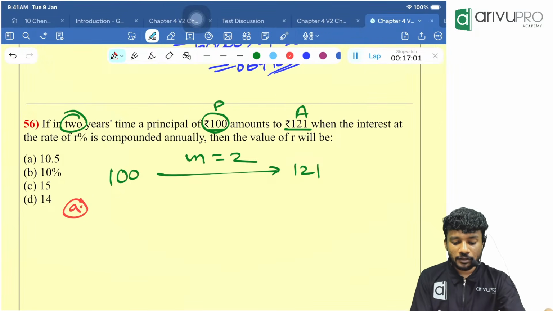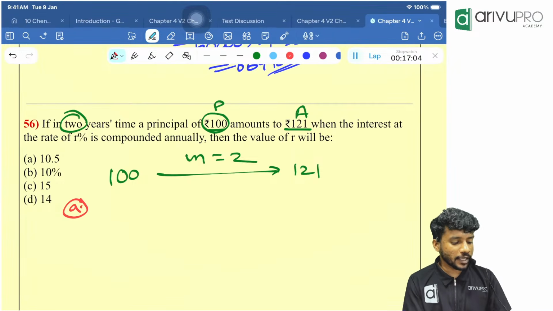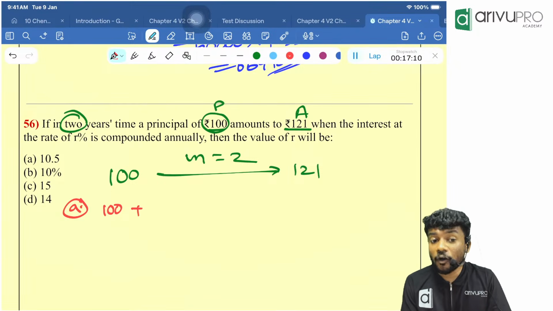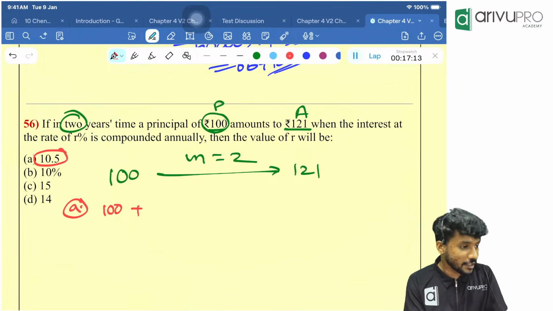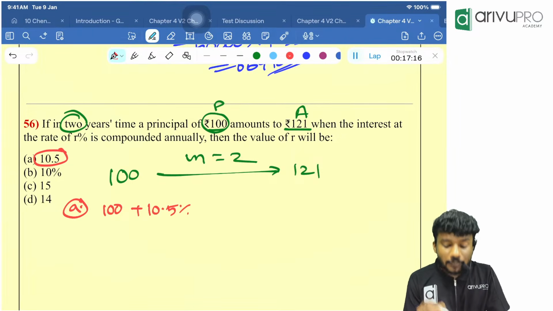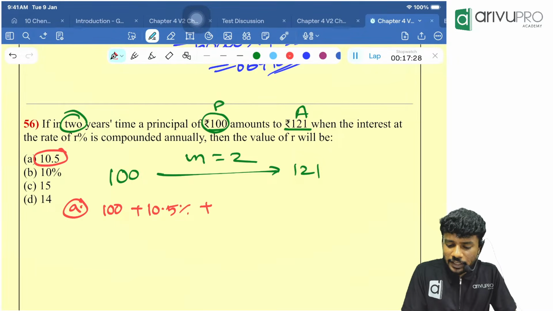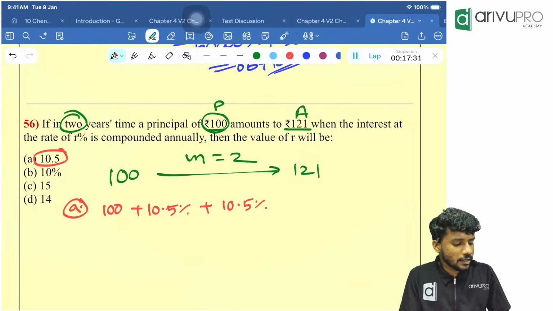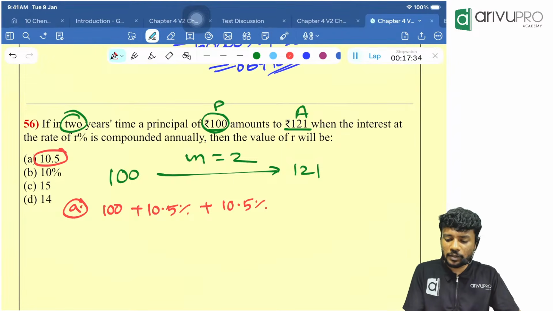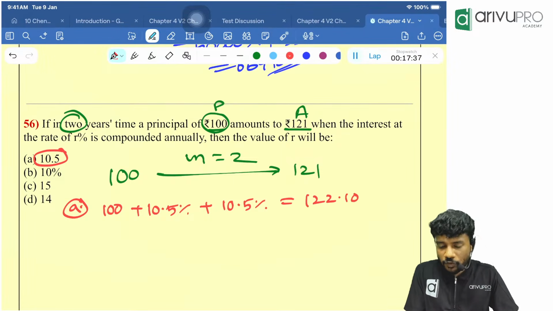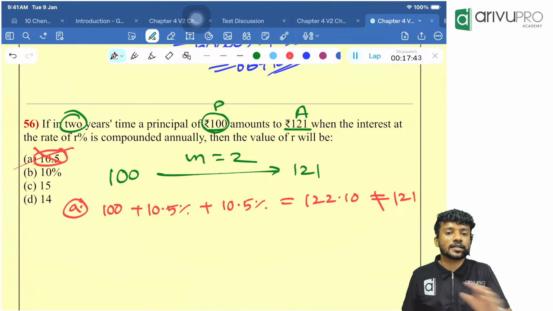Option A I am trying. How much is the principal? I will type that principal on my calculator, 100. Plus, for the first year, how much is the rate percentage? I am taking option A, 10.5, as my rate percentage. Plus 10.5 percentage, you click. How much did you get? 110.5. Plus one more year is there, right? Again plus 10.5 percentage. How much are you getting, people? 122.10. Is it equal to 121? Not equal to 121. So option A is correct or wrong?